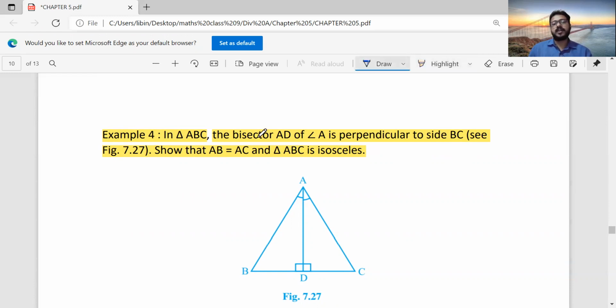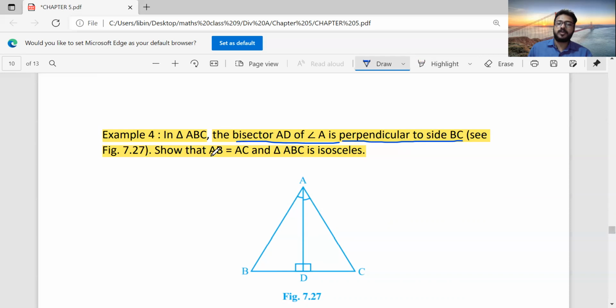You have seen it. Now, AD is the bisector of angle A, which means it is dividing the angle A equally. It is also perpendicular to side BC, which is important. It makes an angle of 90 degrees with the side BC. Now, what do we want to prove?